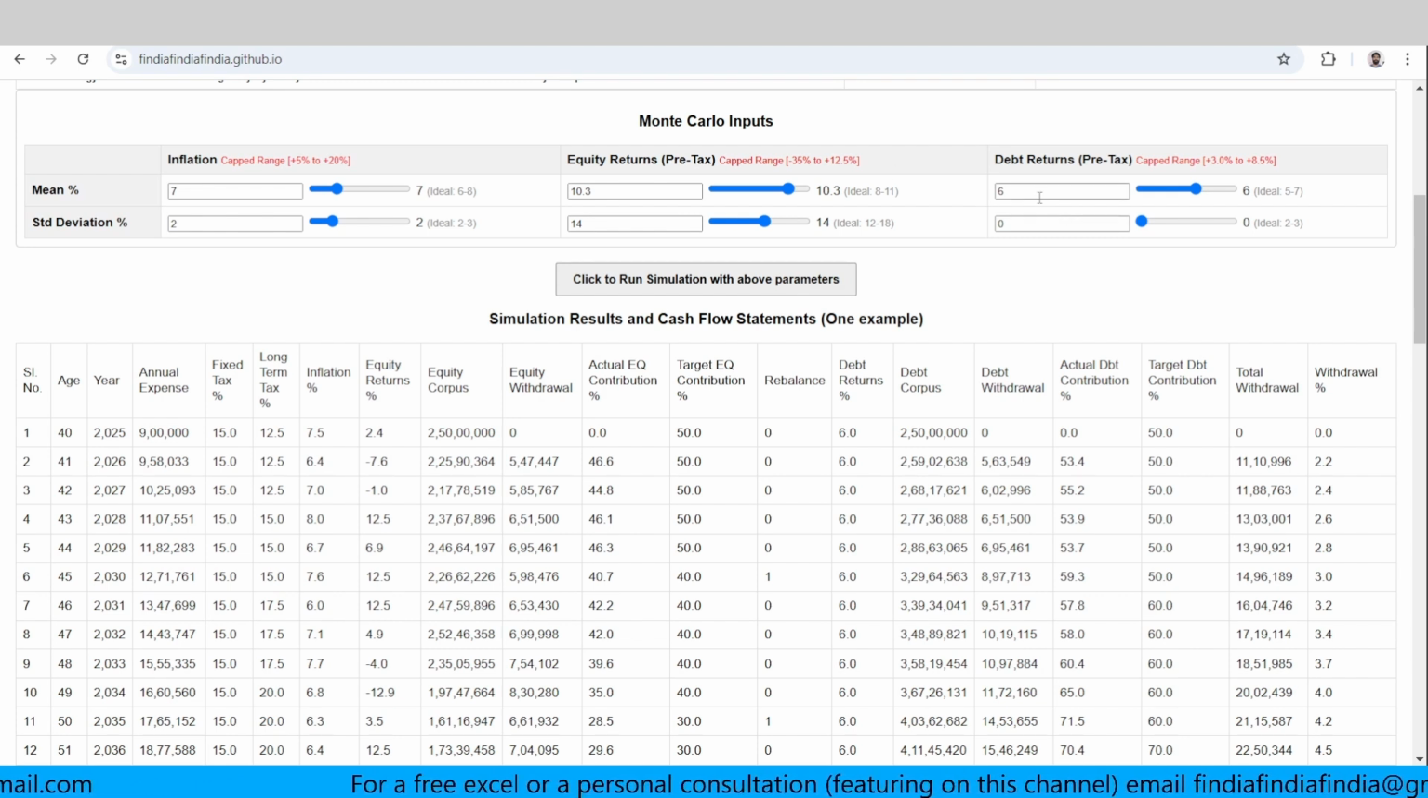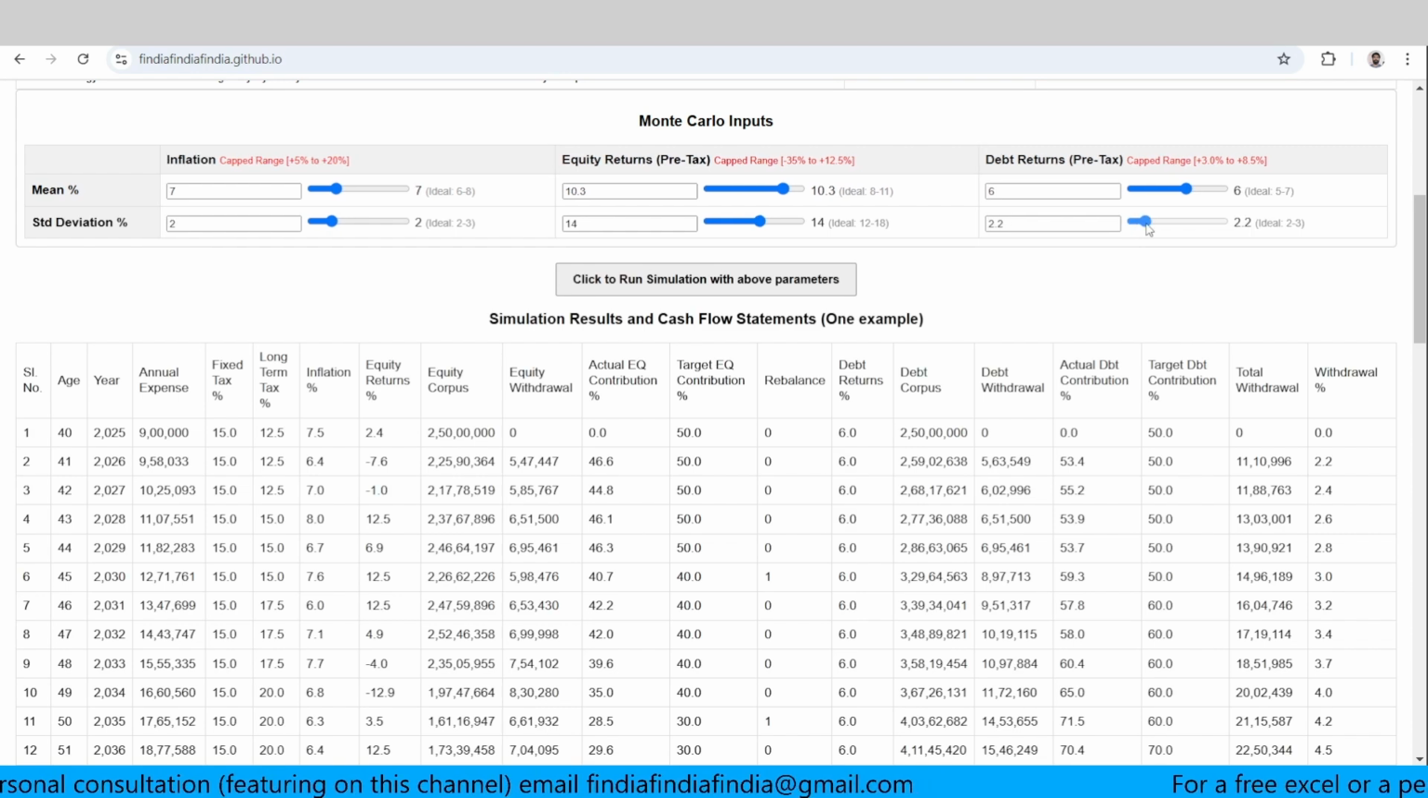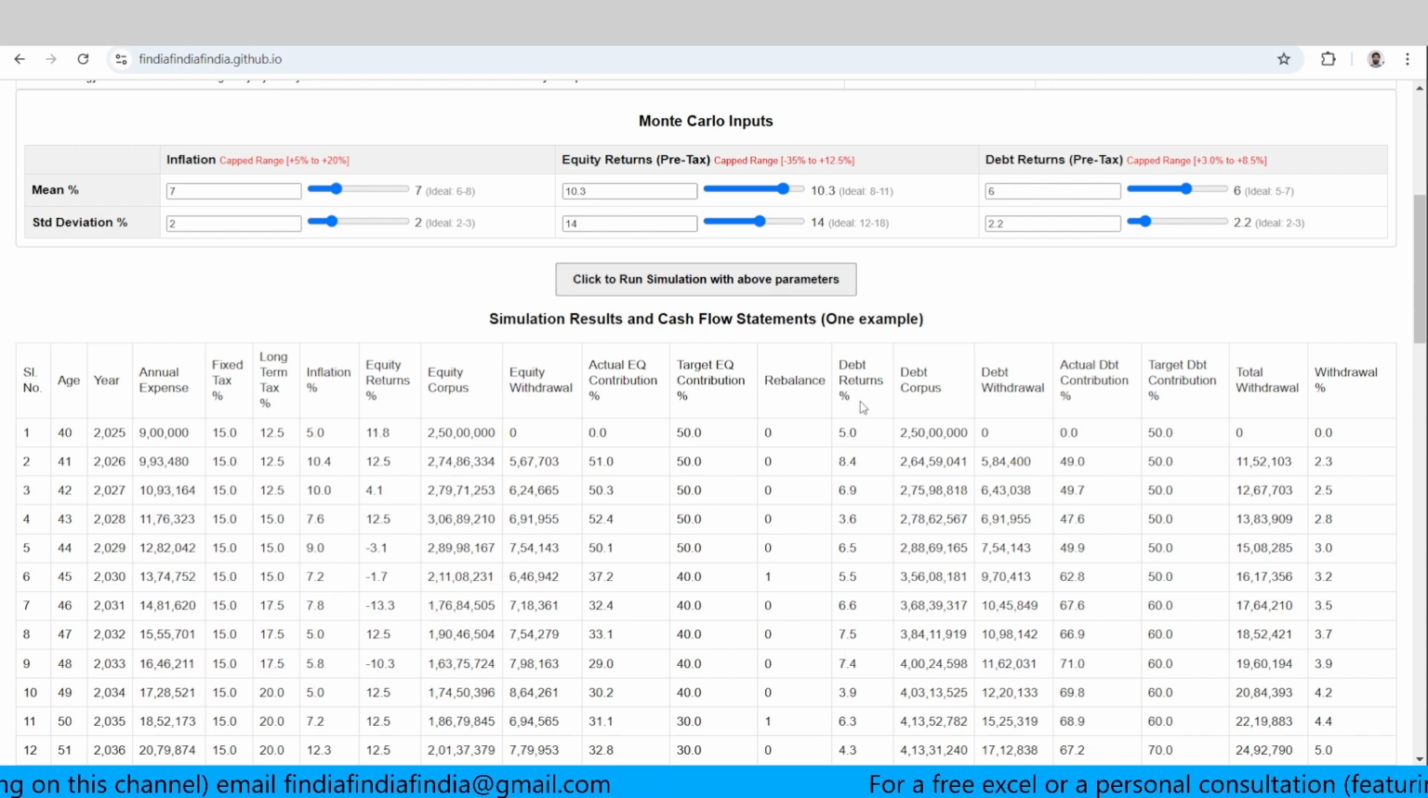And now these are debt returns, for which I have taken 6%, ideally between 5 to 7, and again debt returns are based on equity returns and your standard deviation here. You can put a standard deviation here as 2.2, because it was always 6 before, since I had put it as 0. Now if I do it like this, it comes 5%, 8.4, 6.9, 3.6, 6.5. All of these are capped. Now these are equity returns.